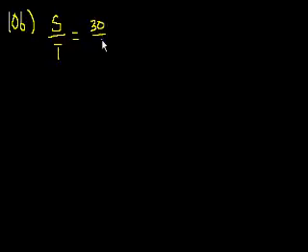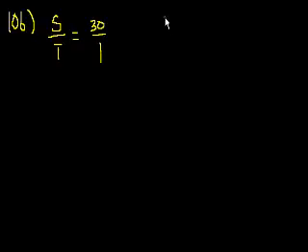We're on problem 106. The present ratio of students to teachers at a certain school is 30 to 1. So the ratio of students to teachers is equal to 30 to 1. If the student enrollment were to increase by 50 students and the number of teachers were to increase by 5, the ratio of students to teachers would then be 25 to 1.